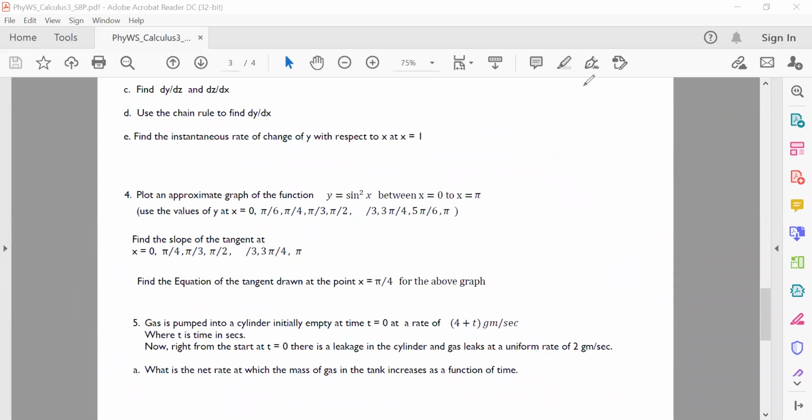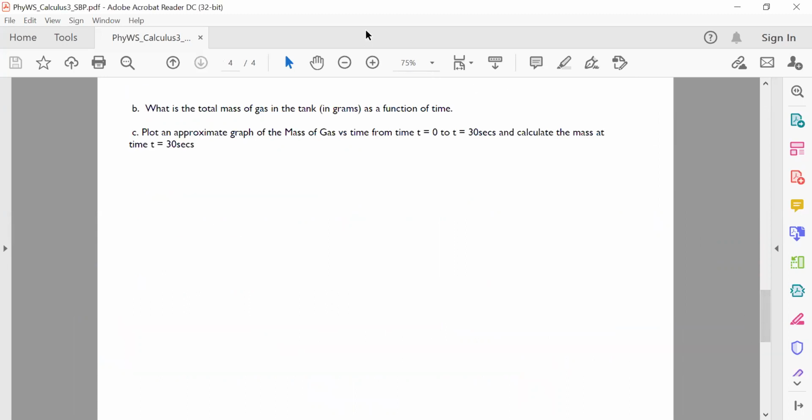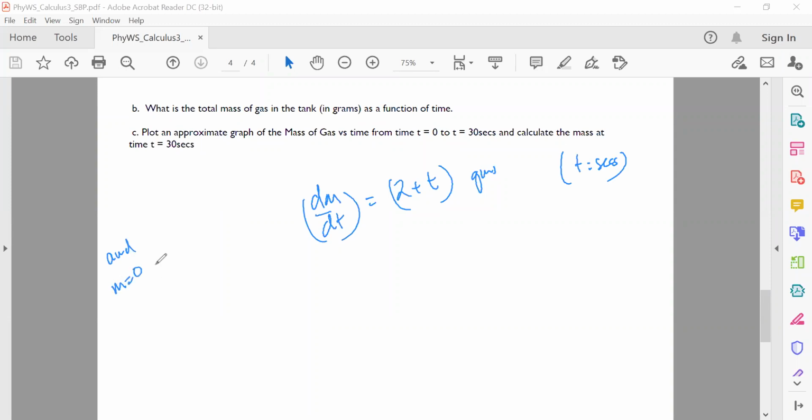Okay. So once we have understood the net rate of change of mass, we have got that dm by dt is equal to 2 plus t in grams per second, where time is in seconds. Now also we had the information that mass was equal to 0 at t equal to 0. So we'll have to make use of this also for this part. What is the mass of the gas in the tank as a function of time? So I know the rate of change of mass.